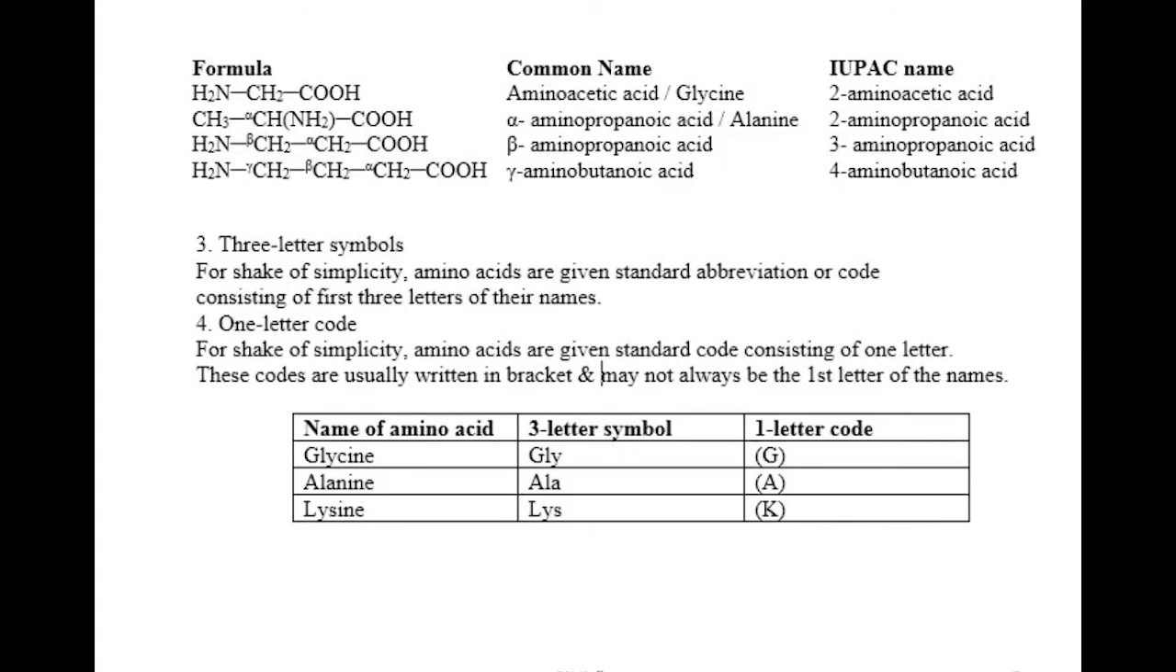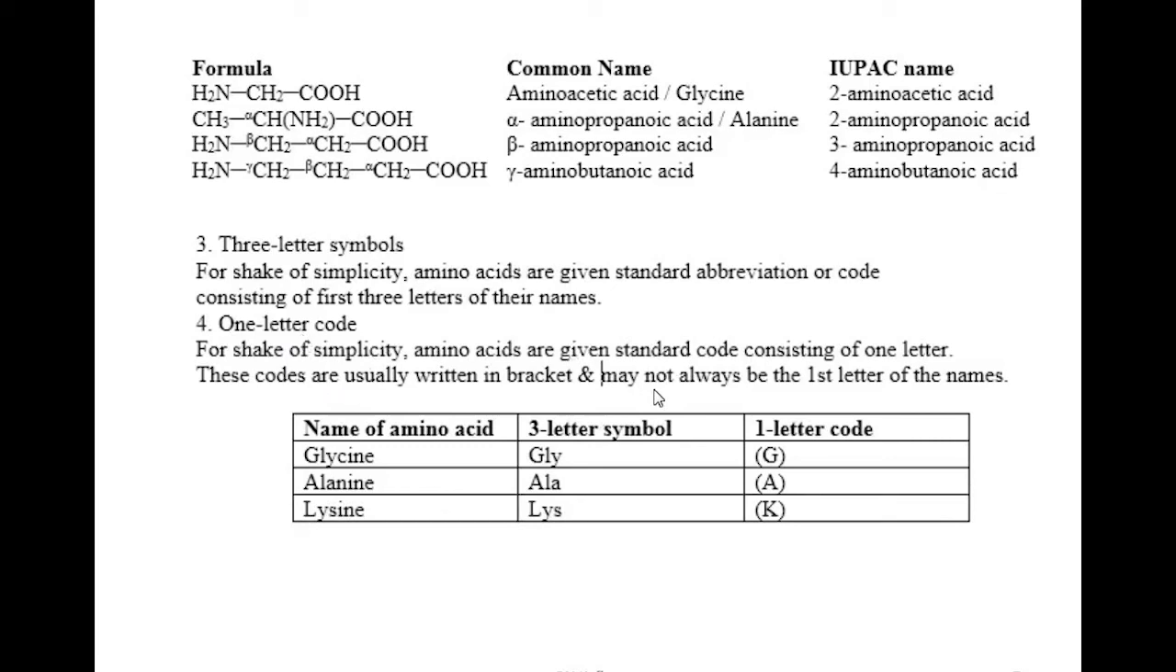We also have other systems, 3 letter symbols and 1 letter code. For the sake of simplicity, sometimes amino acids are also given names using the first 3 letters of their names. The first letter should be capital. For example, glycine GLY, alanine ALA, lysine LYS, like that. And the one letter code is also for the same purpose.